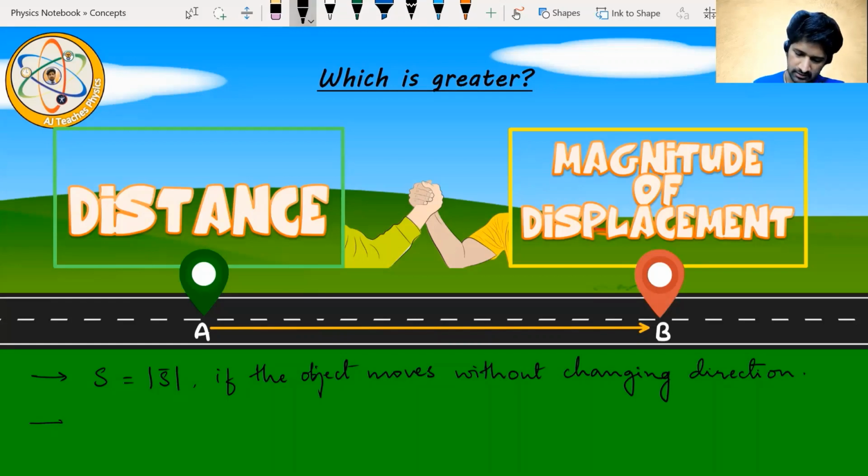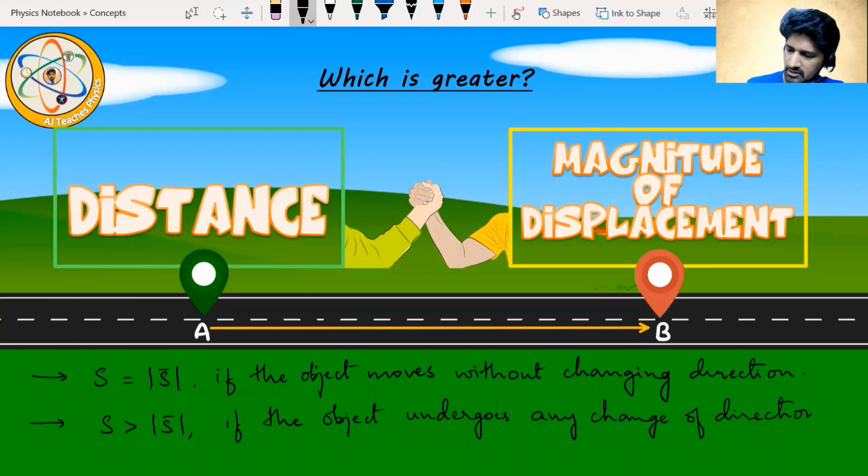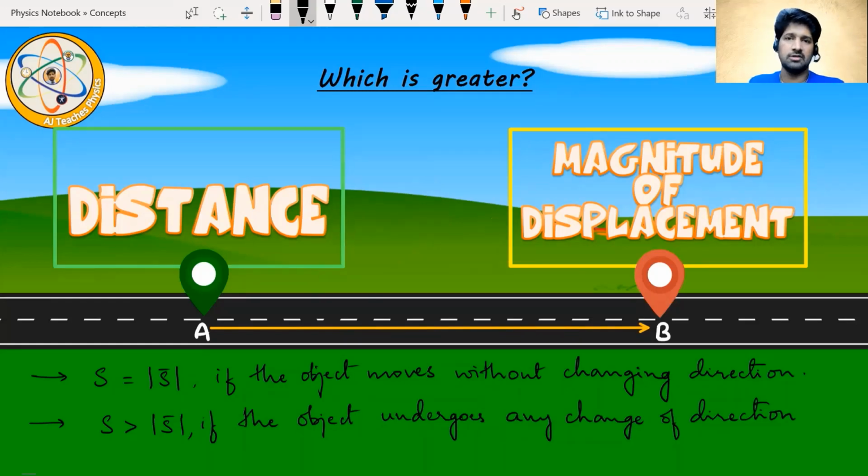So we can say that distance will be greater than the magnitude of displacement if the object undergoes any change of direction. Right, so we have our verdict here. It is clear that distance would either be greater than or equal to the magnitude of displacement. And the equality holds when the object moves without changing direction.